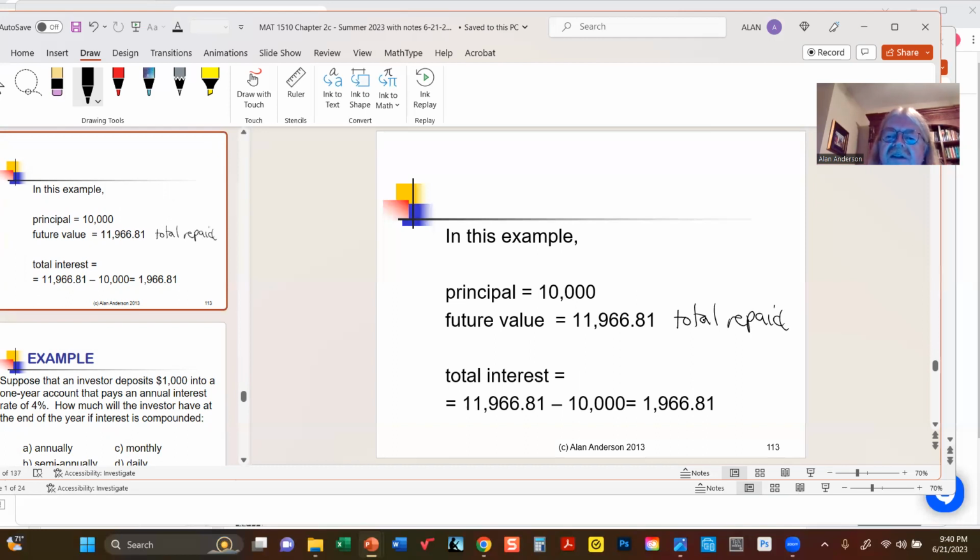In other words, the future value, or the total repaid, is $11,966.81, but you originally borrowed the $10,000. Whatever's left over must be the interest.